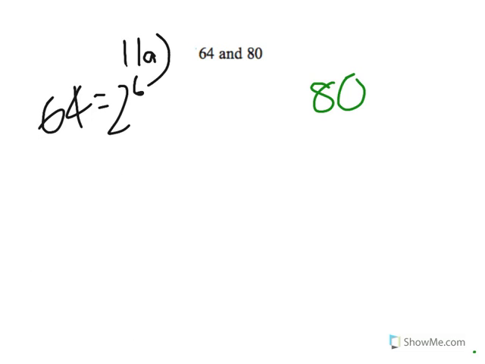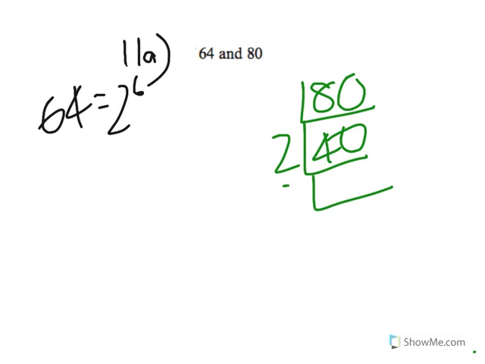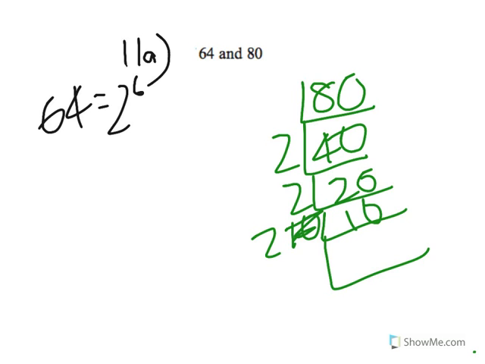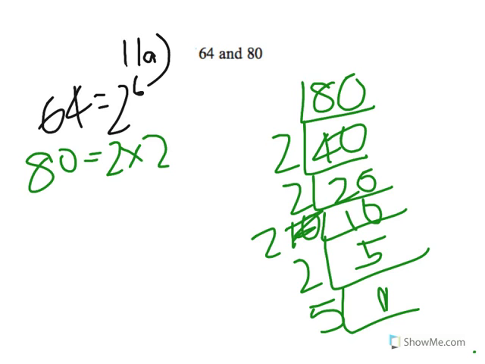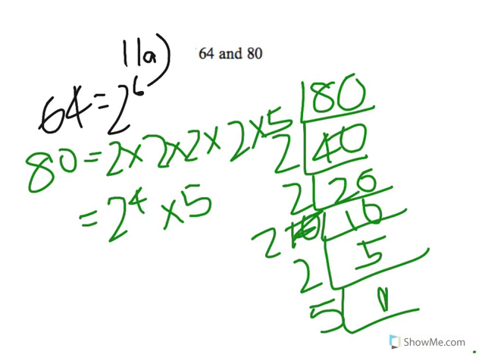Now, let's do 80. 80 is divisible by 2, and that's going to give you 40. 40 is divisible by 2, that's going to give you 20. 20 is divisible by 2, so that's going to give you 10. 10 is divisible by 2, so that's going to give you 5. And 5 is divisible by 5, and that's going to give you 1. So 80 is nothing but 2 times 2 times 2 times 2 times 5, or 2 to the power of 4 times 5.